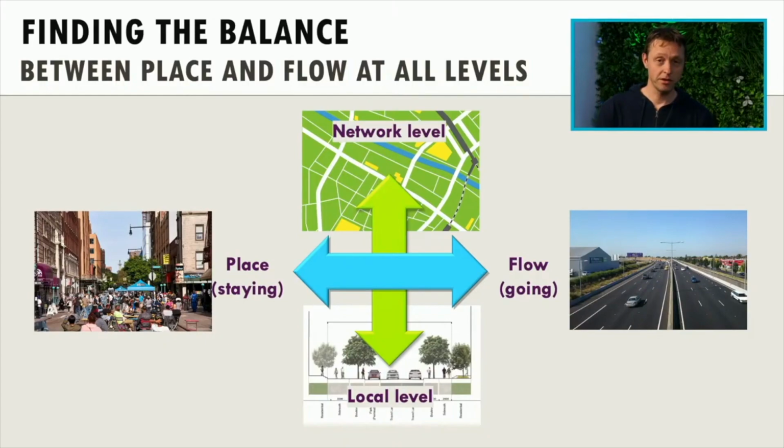And secondly, very important, in order to make a good design on a local level, it's also very important to take a close look at the network level and make sure that the choices we make on a network level will also be translated into the local level. Otherwise, if we just start designing our streets, things might go wrong. So all the time we have to keep the balance between those things you see here.